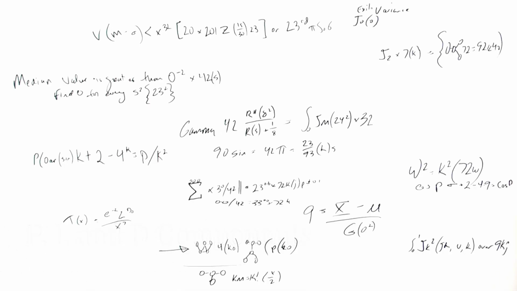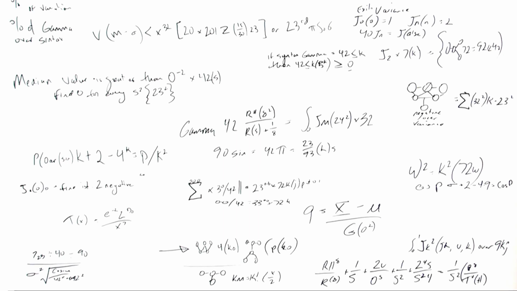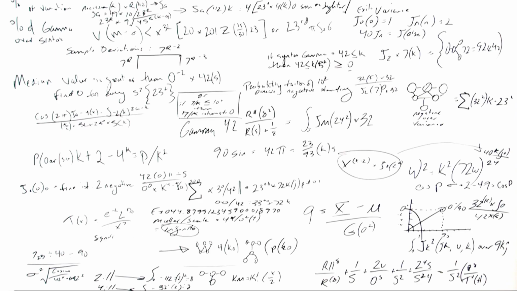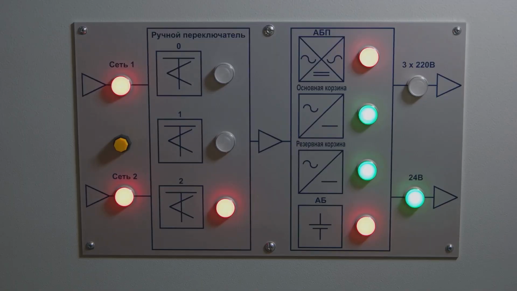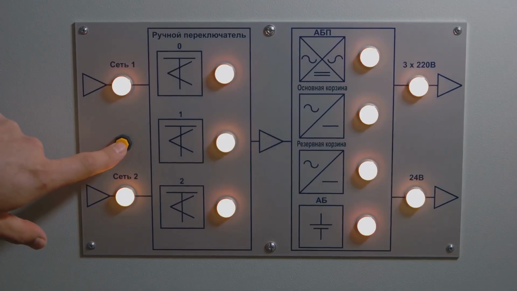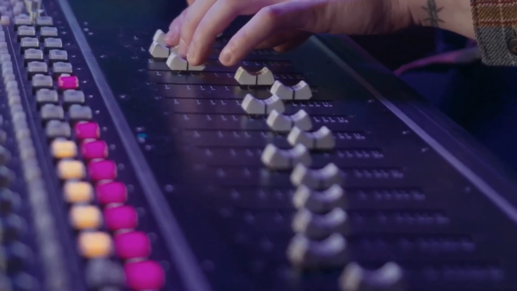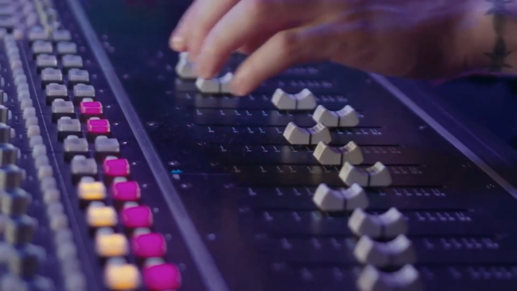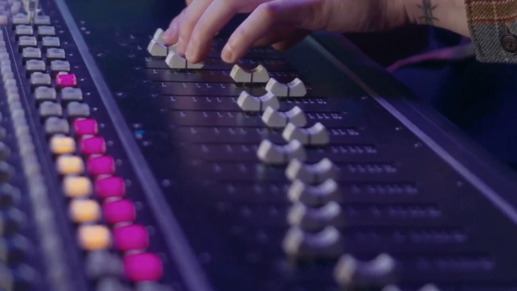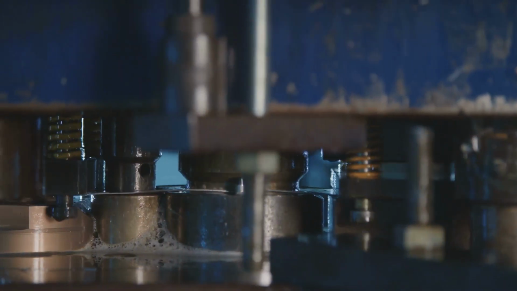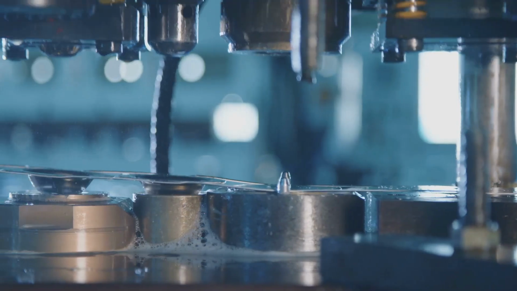To master PID control, we need to break down its three core components: proportional, integral, and derivative. Each component plays a distinct role in minimizing error and achieving optimal control. Proportional, P control adjusts the output in proportion to the current error. A larger error results in a larger output adjustment. While effective, it can lead to a steady-state error where the system never quite reaches the set point.